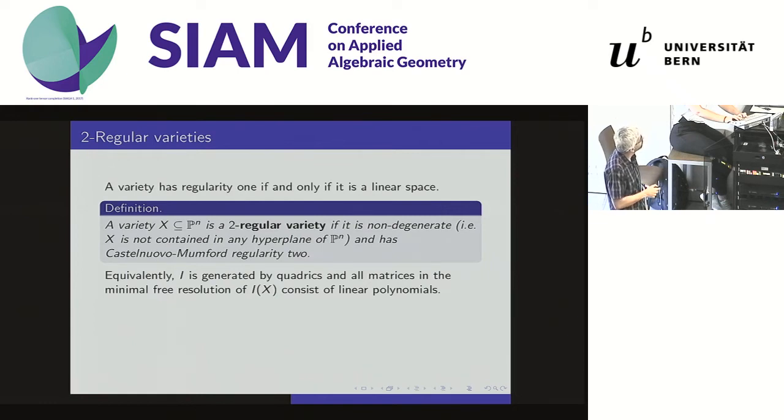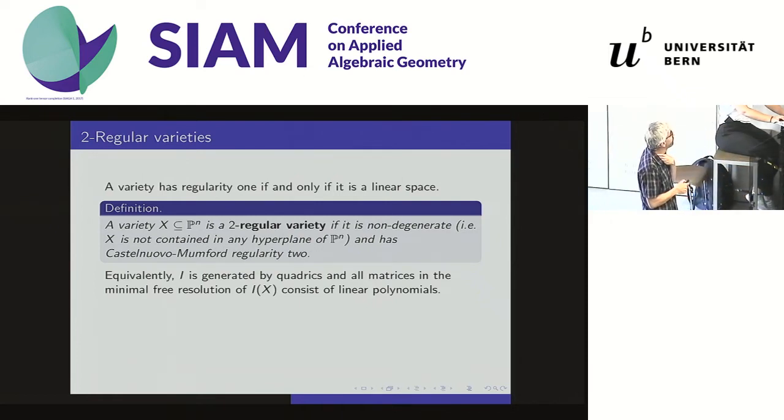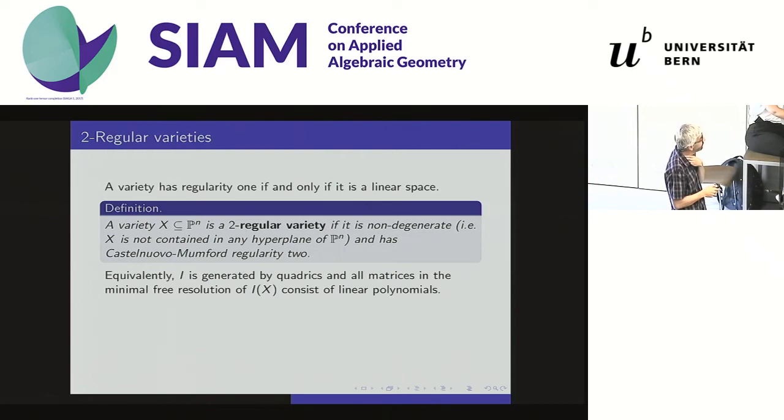So what are these 2-regular varieties? Well, in other words, one can say these are varieties whose ideal is generated by quadrics. They must be defined by quadratic equations. But not only that, all matrices in the minimal free resolution of their ideal have to consist of linear polynomials.